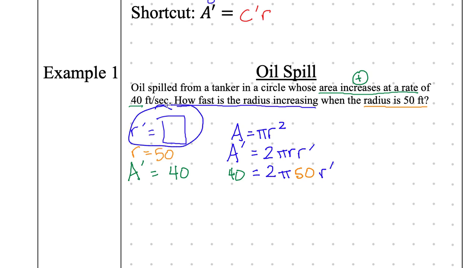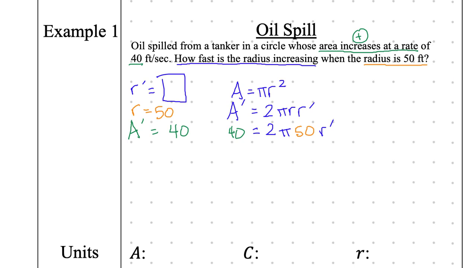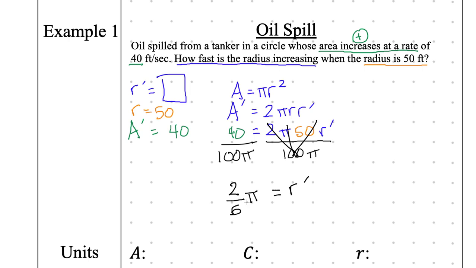Again, that's what the question was asking for, so let's just throw everything to the other side of the room. We're dividing by 100 pi on both sides. Why am I dividing by 100 pi? That's 50 times 2. 50 times 2 is 100, and then there's the pi. So if I divide both sides by 100 pi, that should cancel out, and we are left with r prime is equal to, reduce this fraction, 2 over 5 pi, and what would our units be?